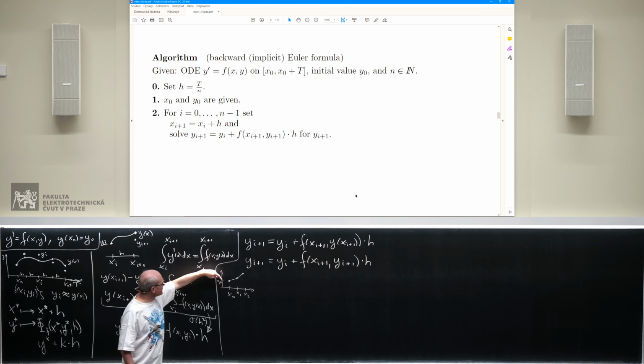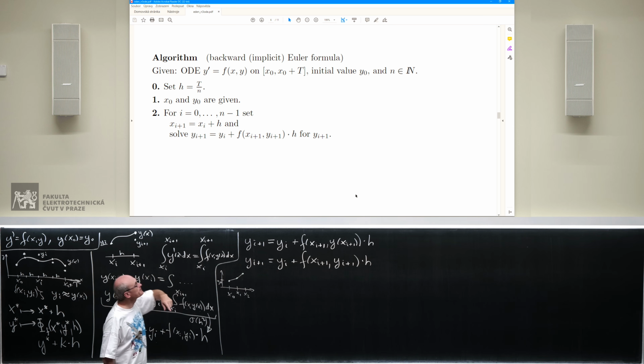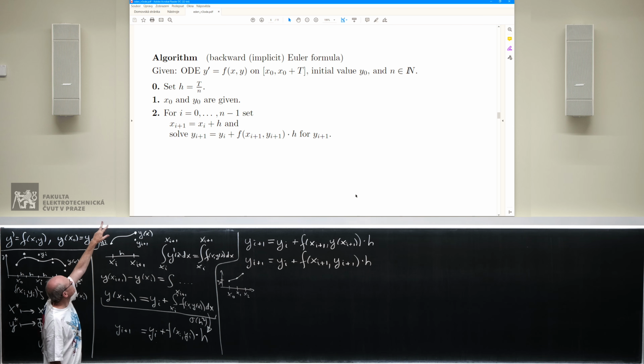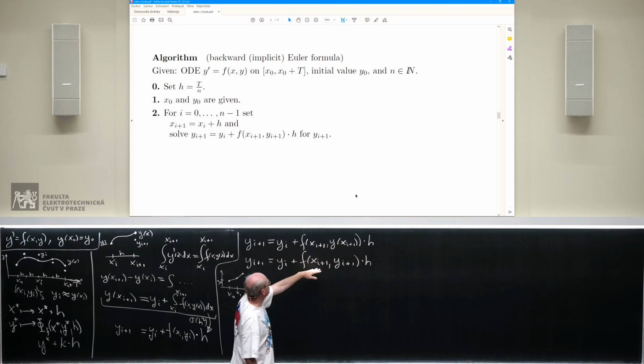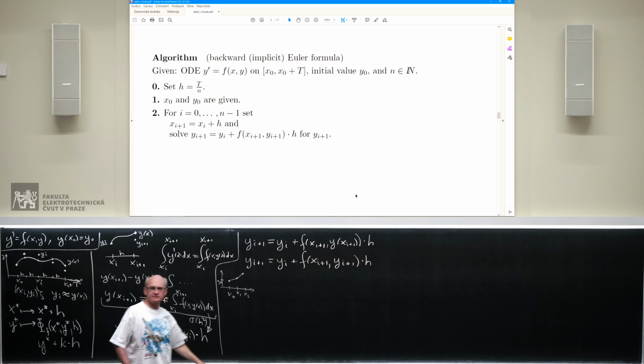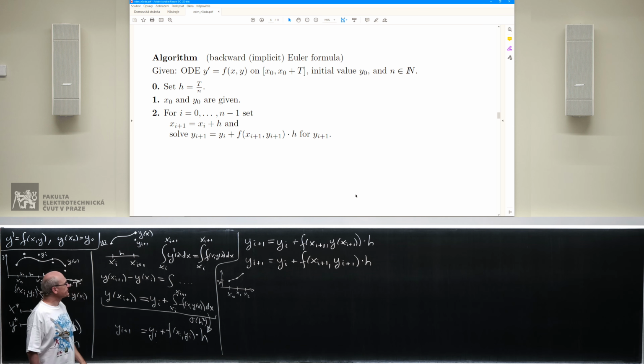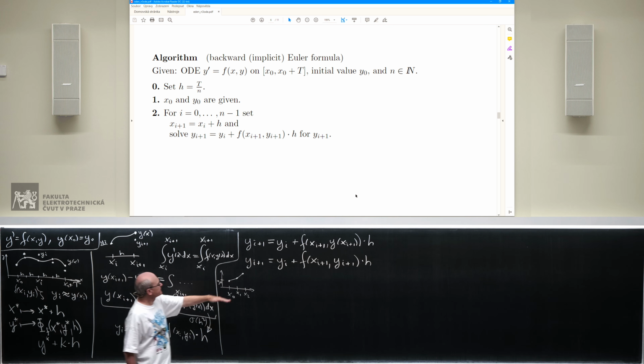And then we iteratively move to the right repeatedly. So that's the cycle where x_i changes by shifting plus h to the right. And for the y value, we are using a formula which hopefully fits. Yeah, it fits. Good.